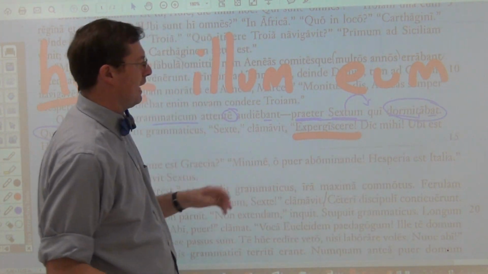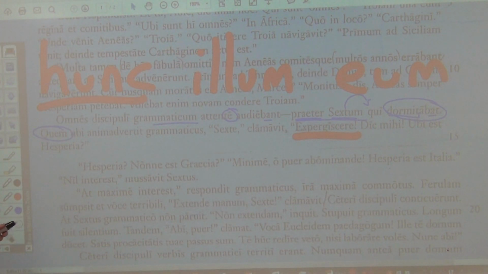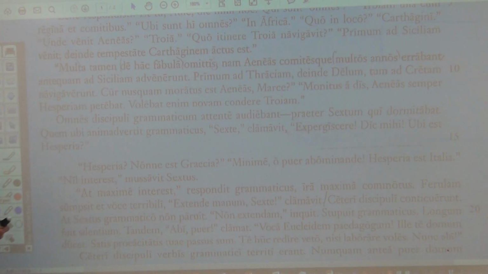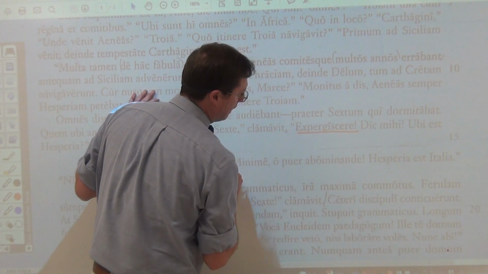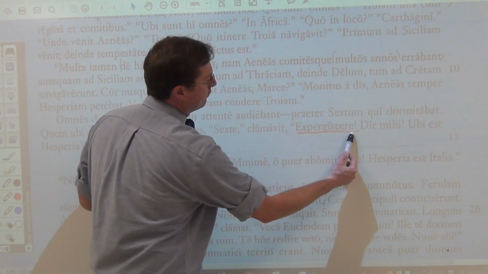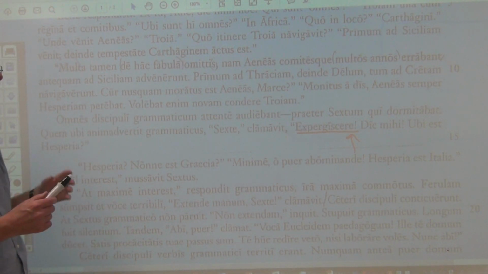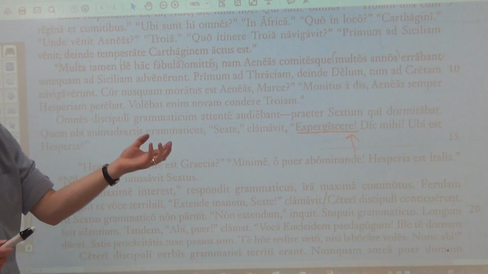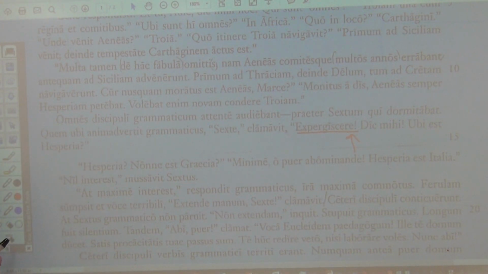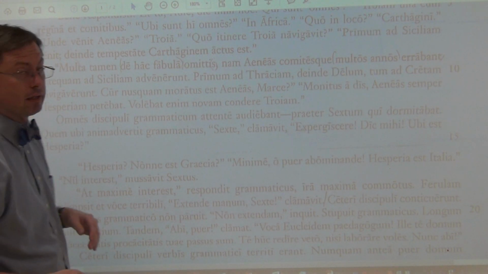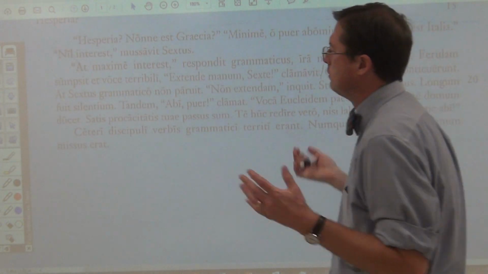This is a deponent verb. Expergiscor, expergisci, expergitus sum. I think I got that wrong. I could have gotten the third principal part wrong. I apologize. But nevertheless, for a deponent verb, the imperative, which is the command, looks like a present active infinitive if it exists. And so therefore, it is the imperative. He says, wake up, dic mihi, tell me, ubi est Hesperia? Where is Hesperia? On to the next page, and we'll see Sextus's response.